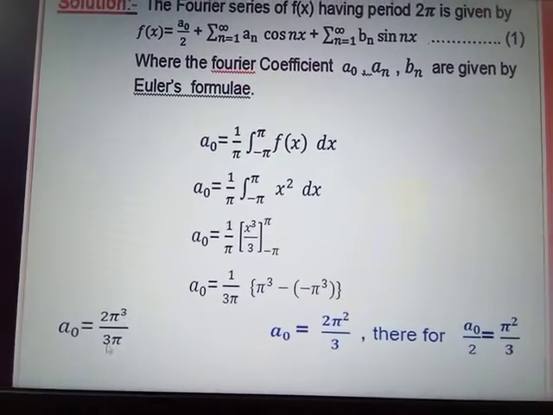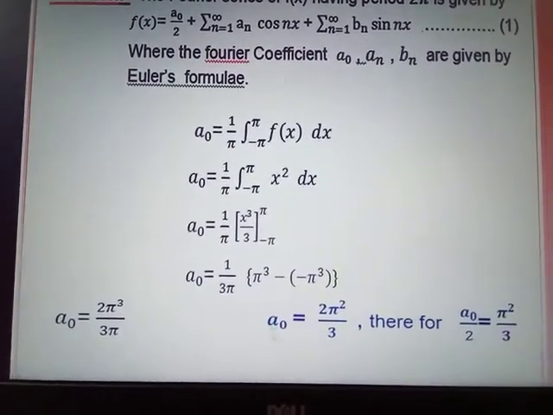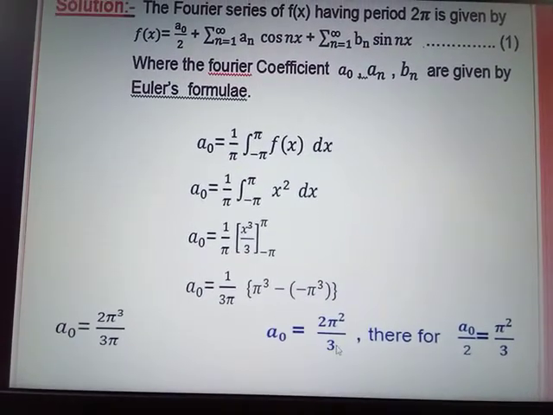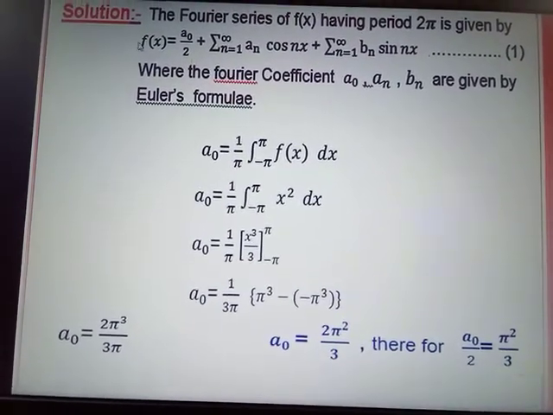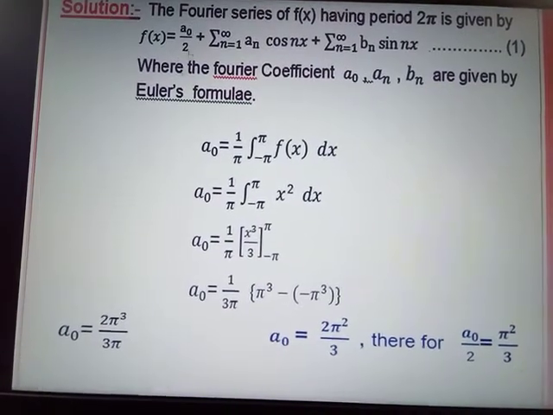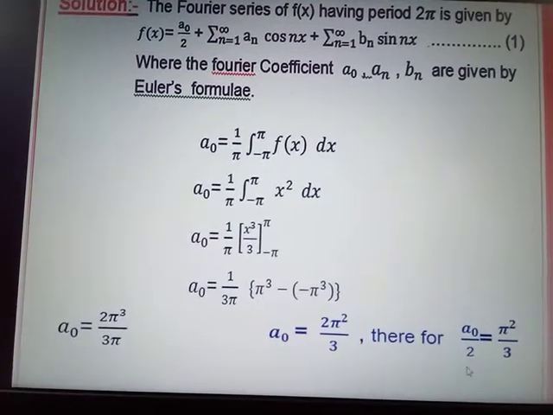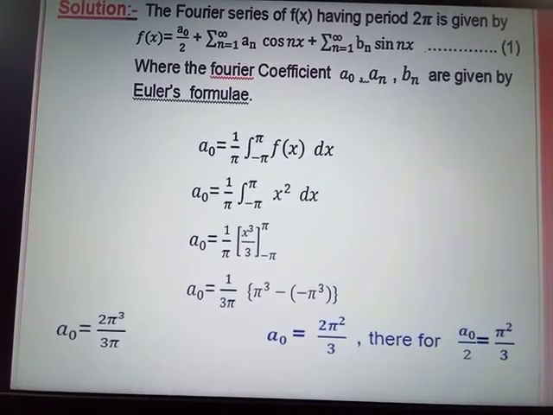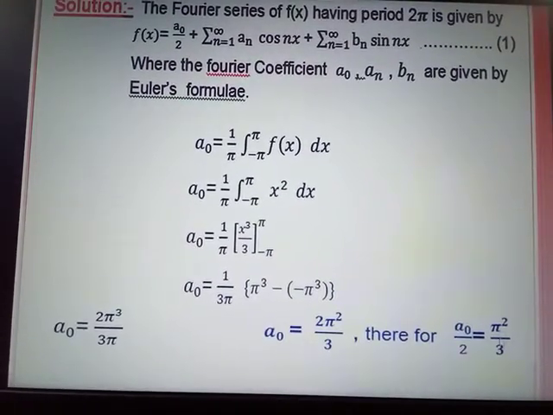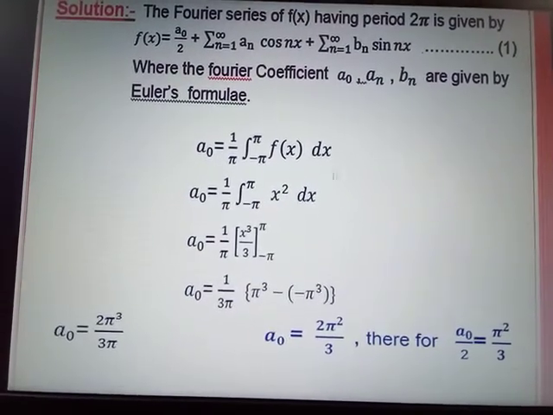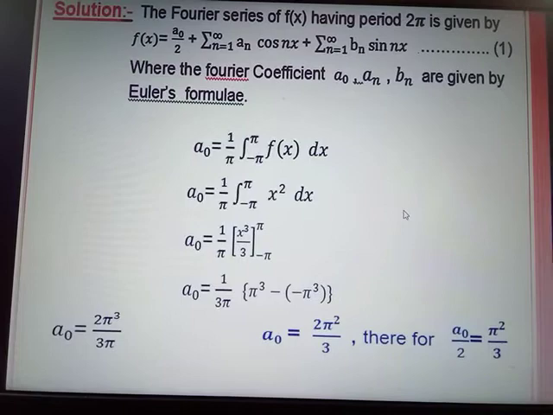Here one pi cancels with the denominator pi, we get a naught is equal to 2 pi square divided by 3. In our Fourier series we have a naught by 2, therefore find a naught by 2. Take this 2 to this side, we get a naught by 2 is equal to pi square divided by 3. Now find the an and bn.